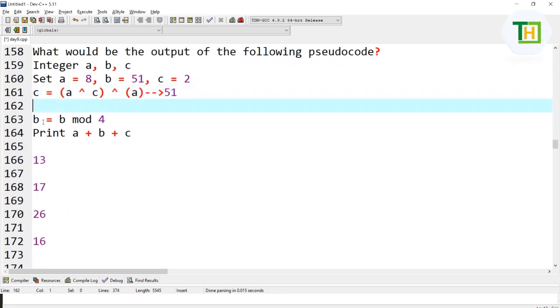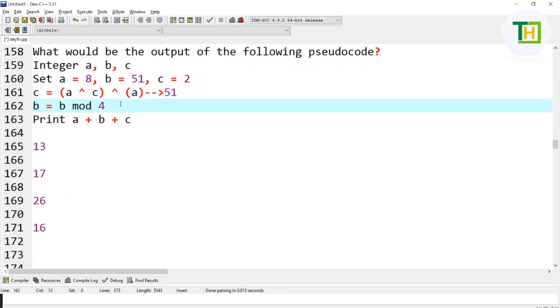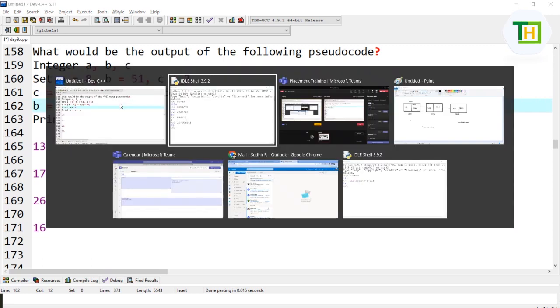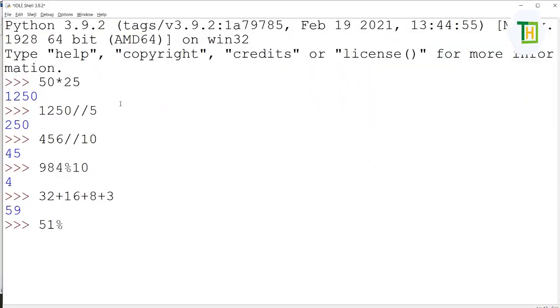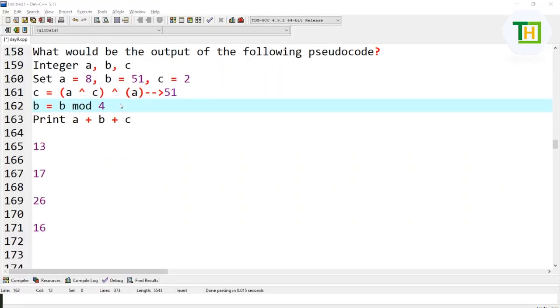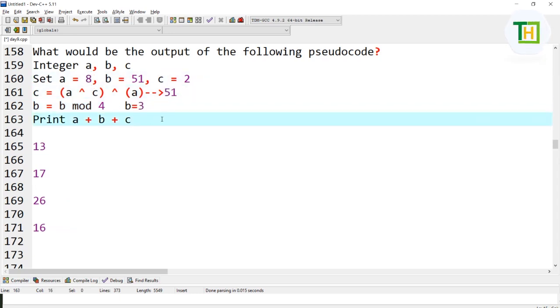Okay. Now B is equal to B mod 4. That means what is the remainder? It is going to be 3 here. Then B becomes 3. Here A value is 8 only and B value is 3 and C value is going to be 51. We have to add all the values here.